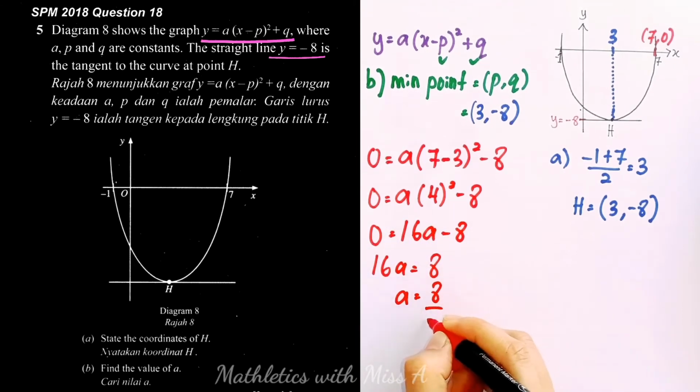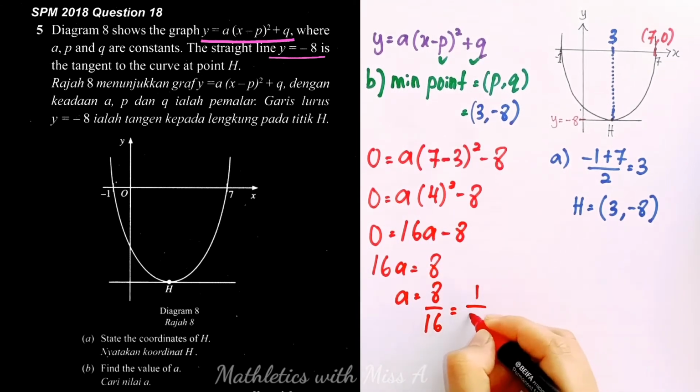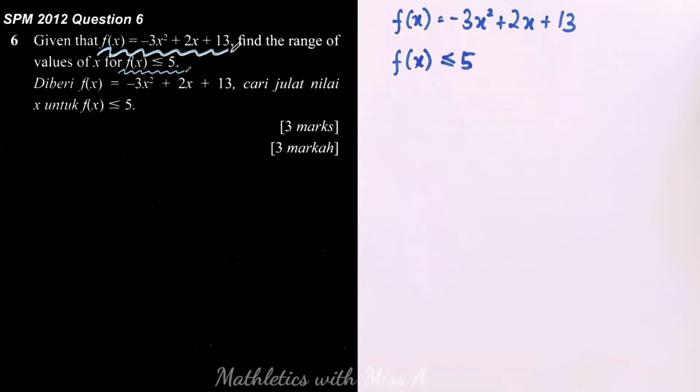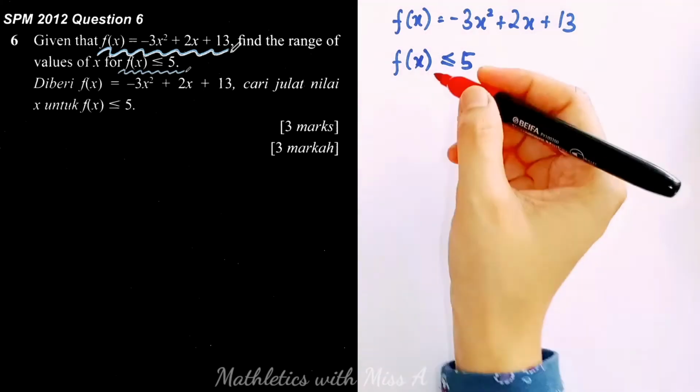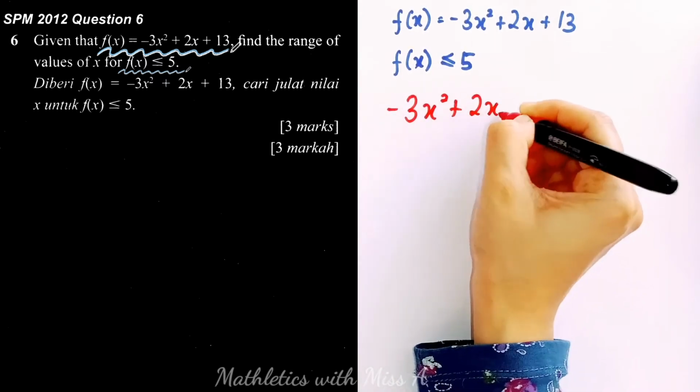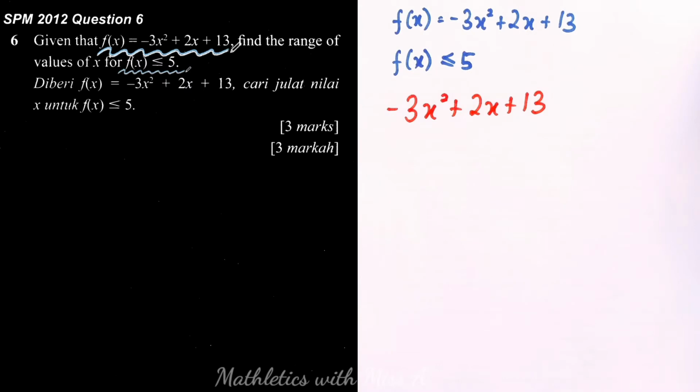So a equals to 1/2. Given that f(x) equals to negative 3x to the power of 2 plus 2x plus 13, find the range of values of x for f(x) equal or less than 5.